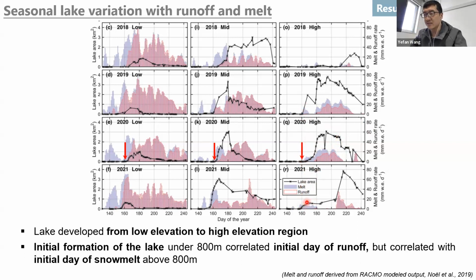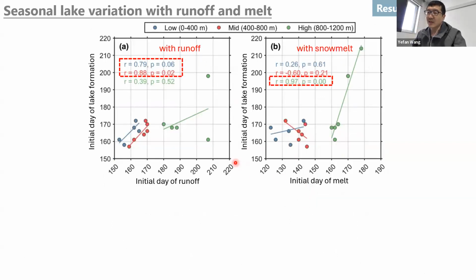So why does this happen? I calculated the correlation coefficient between the initial day of the runoff and the lake formation, and between the day of the melt and the initial day of the lake formation. That's the same result. In the lower and mid regions, the initial day of the lake formation correlated more with the runoff, but on the high elevation regions, it correlated with the snow melt.